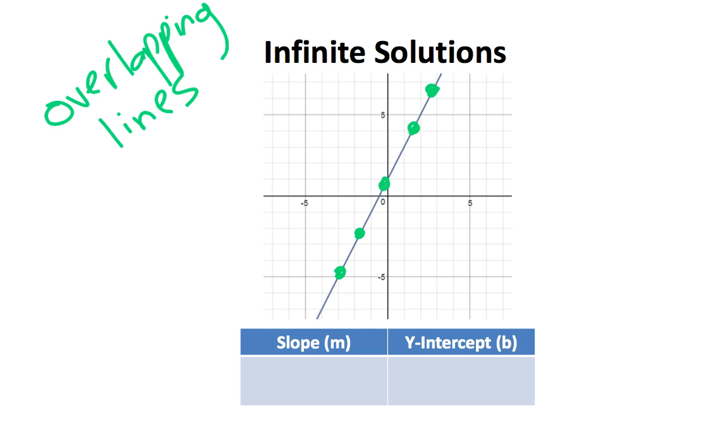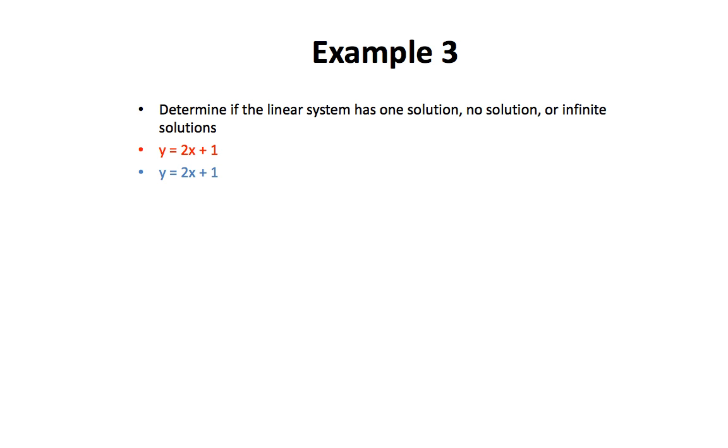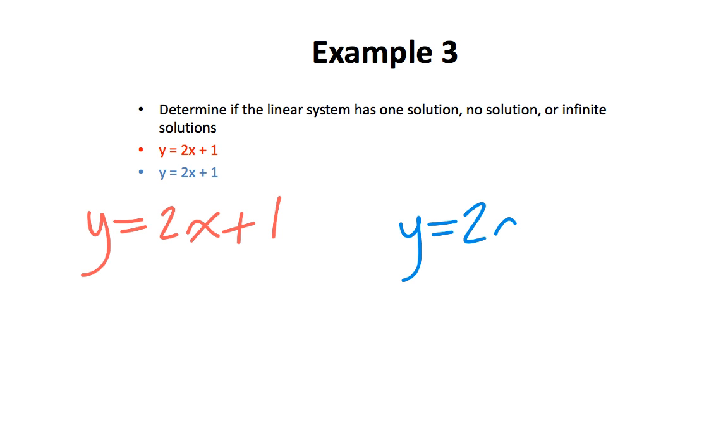Because they are overlapping, that means these two lines are exactly the same. They are identical. They have the same slope and the same y-intercept. As mentioned beforehand, we want to determine if the linear system has one solution, no solution, or infinite solutions. Our red line is y equals 2x plus 1, while our blue line is identical. It is y equals 2x plus 1.